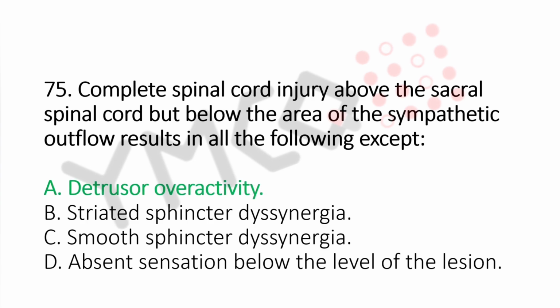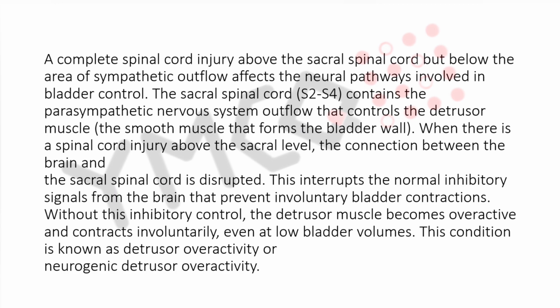A. Detrusor overactivity. Explanation for this question: a complete spinal cord injury above the sacral spinal cord but below the area of sympathetic outflow affects the neural pathways involved in bladder control. The sacral spinal cord, S2-S4, contains the parasympathetic nervous system outflow that controls the detrusor muscle, the smooth muscle that forms the bladder wall. When there is a spinal cord injury above the sacral level, the connection between the brain and the sacral spinal cord is disrupted.